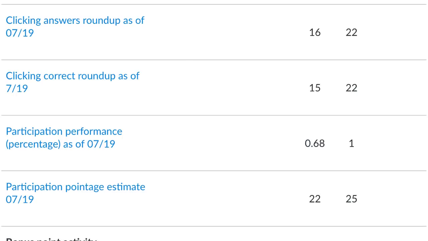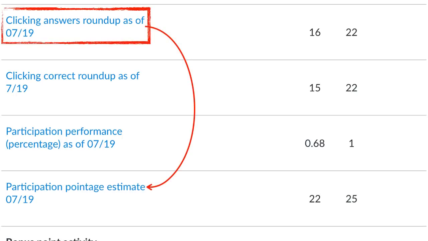The clicking answers right here. That number there tells you how many answers you've clicked in out of the 22 that I've asked since July 5th. All right, the first official day of clicking. I think that was it, or July 2nd, I guess. It was July 2nd. And that goes into this calculation down here.